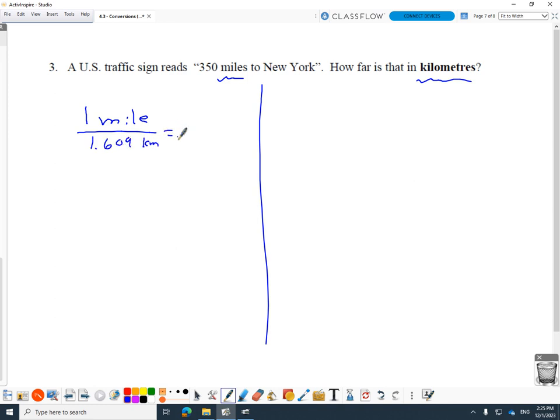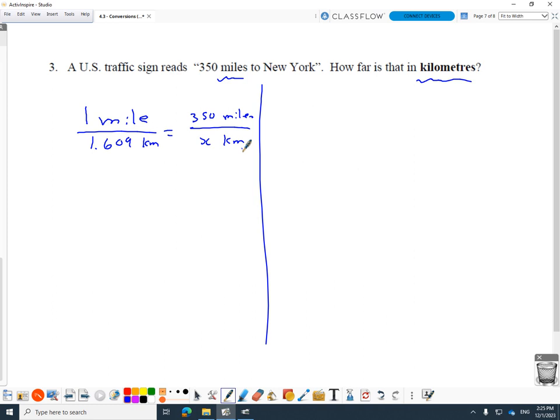Because they told me it was 350 miles, and I want to know how many kilometers. If you set it up that way, you can use the butterfly method. You can use what we've been calling cross multiply. Works every time. But I'm going to see if you can explain. Are you doing it this way, or are you doing another way?